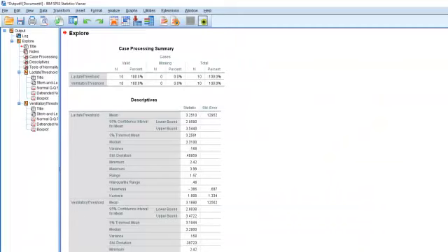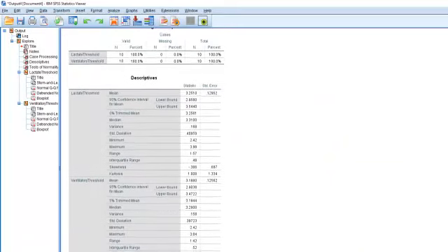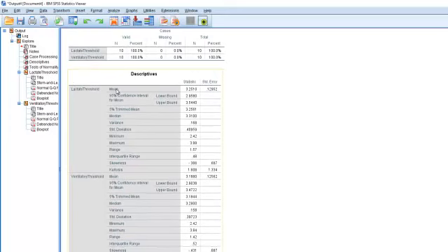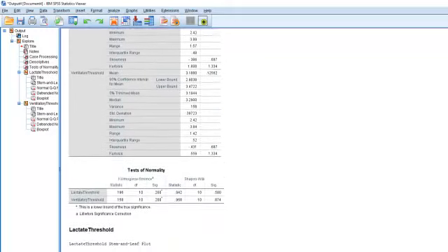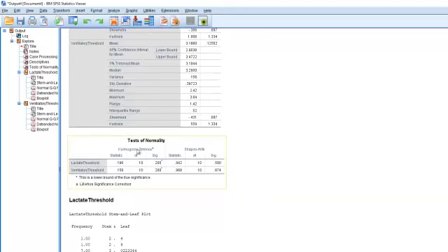So here you can see the SPSS output. We get our descriptive statistics, we've got our mean, we've got our standard deviation, and you can see it for both of them. You can also see the kurtosis and the skewness. But what I'm wanting to look at at this point is our test of normality. Because we've got less than 50 participants, we would look at the Shapiro-Wilk test of normality. As you can see here, the p-value is greater than 0.05. So we can say our data is normally distributed.